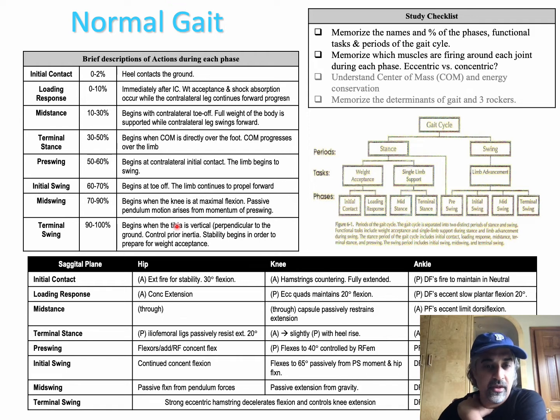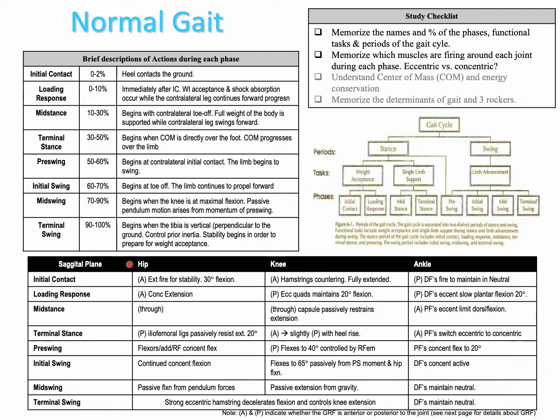Here is another table, which is pretty good actually, because it tells you at each joint, number one, where the ground reaction force is in relation to the joint. So the A here is anterior, so it's anterior to the hip, and what's happening during this phase. So for example here, hip extensors are firing for stability, and we are at 30 degrees of flexion. At the knee, the ground reaction force is anterior to the knee, hamstrings are countering, and the knee is fully extended. So again, a powerful table here for you to use to memorize.